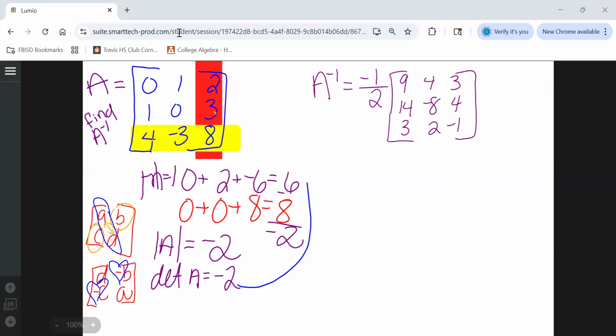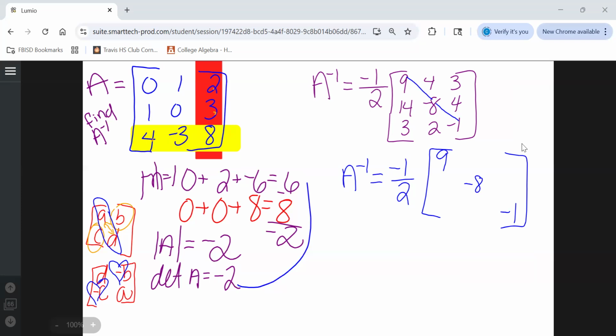Now, this diagonal right here, this is going to stay. So I'm going to leave that diagonal there. So it's going to look like this. The first spot is still 9. The middle spot is still negative 8. This spot over here is still negative 1. Now, everything else reflects over that line. So it's kind of like if you had reflecting over y equals negative x, it's kind of the same thing. So we're taking all of our terms and we're reflecting it across that line.